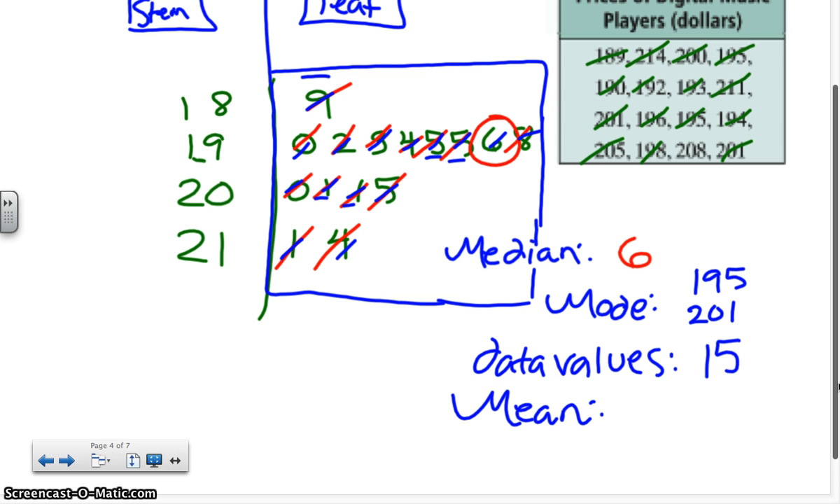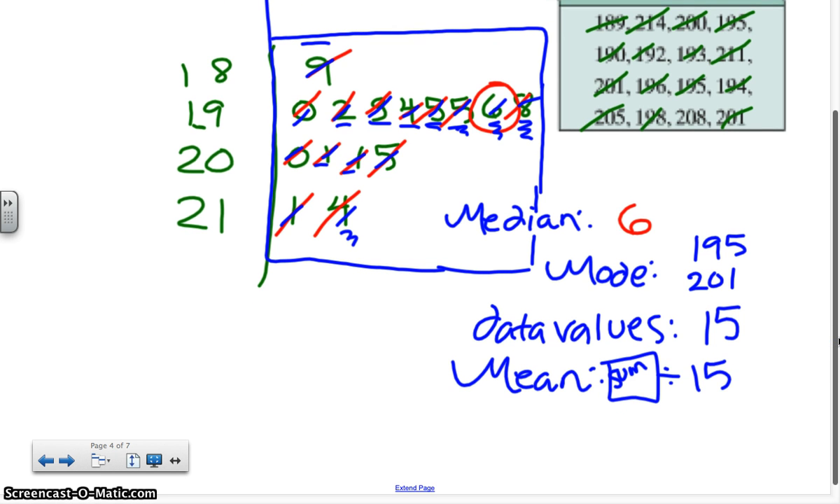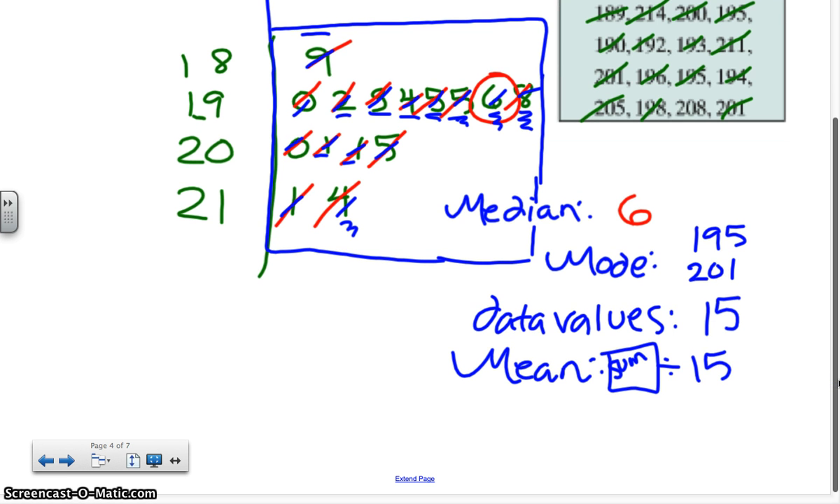You may also need to find the mean. And to find the mean, you can just add up all your data values. Knowing what the stem and the leaves are, I would write 189 plus 190 plus 192 plus 193 plus 194 plus 195 plus 195 plus 196 plus 198, etc., all the way until I get to 214, and then I would divide it by how many data values it has, which is 15. So I'm going to say the mean is the sum divided by 15. So those are four of the applications that they'll ask you to use with stem and leaf plots.